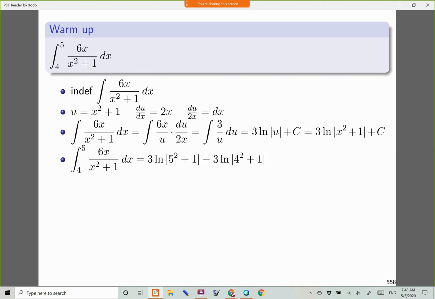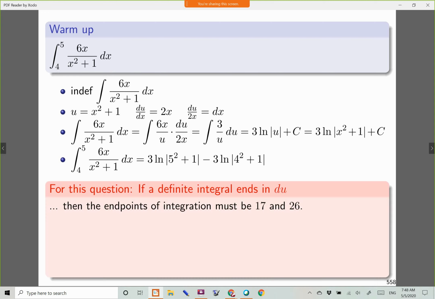because the big deal yesterday was to talk about how you've got to be very careful if you're going to do substitution together with a definite integral. So if, for instance, I never did it using the approach I have here, but if you did write a definite integral which has a du in it, or ends in a du, then the endpoints of integration must be 17 and 26. So this would be correct, right?